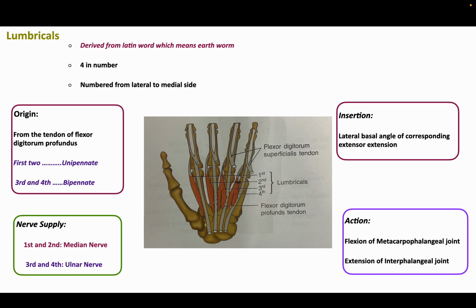Then the nerve supply: the first 2 lumbricals are supplied by the median nerve, and the third and fourth are supplied by the ulnar nerve. The basic function of the lumbricals is flexion of the metacarpophalangeal joint and extension of the interphalangeal joint. This is the metacarpophalangeal joint, and these are the interphalangeal joints. Here they flex this joint, and here they extend the joint. So this is the action of the lumbricals.